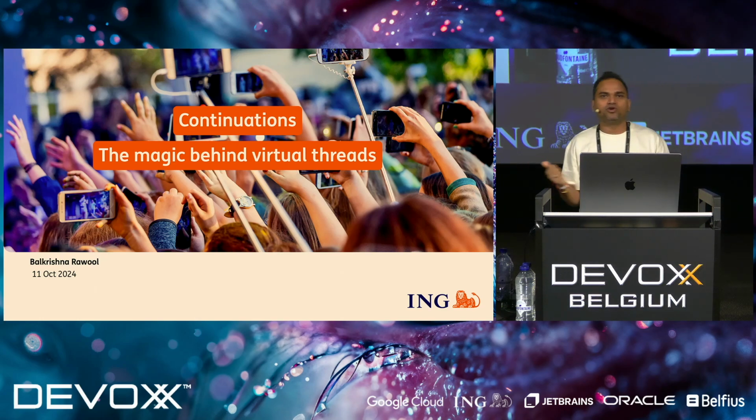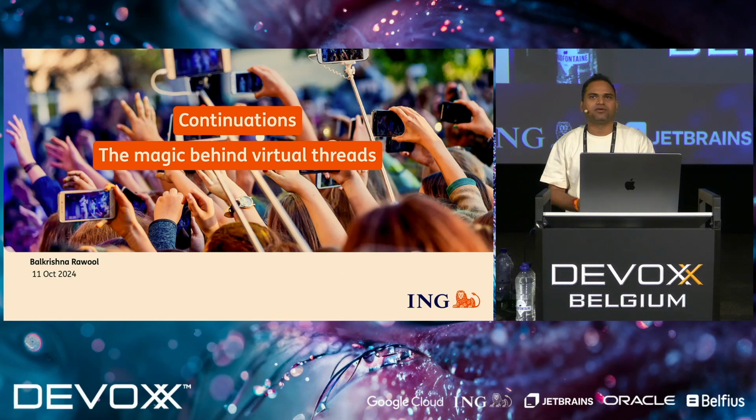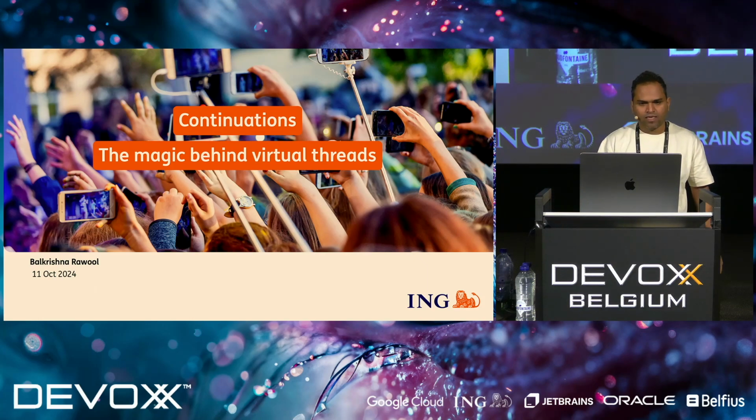Now, in this talk, the talk is divided into 3 parts. In part 1, we will get a little introduction to virtual threads. In part 2, we will explore what continuations are. And in part 3, we'll actually use this knowledge of continuations to create our own version of a simple virtual thread. So let's get started.